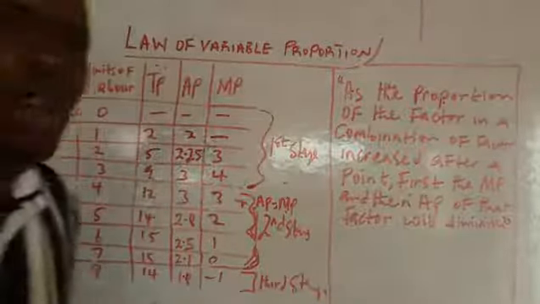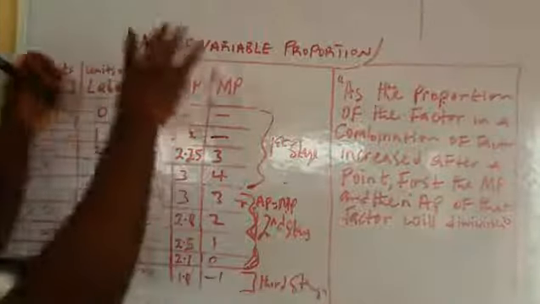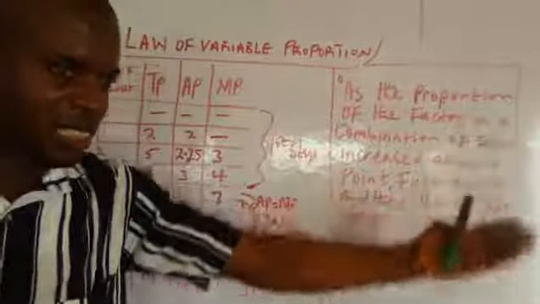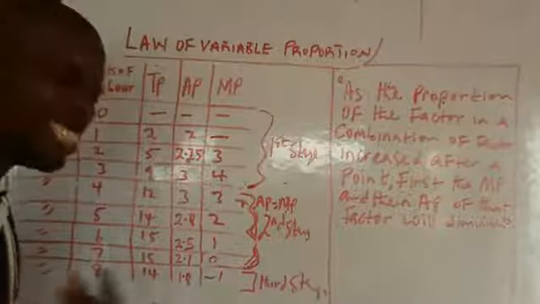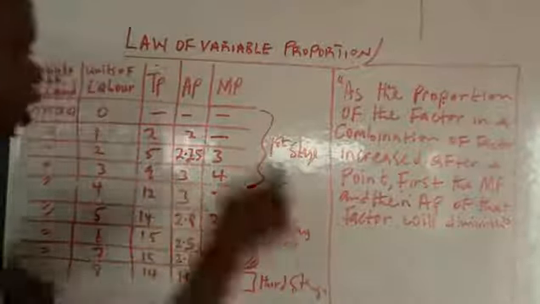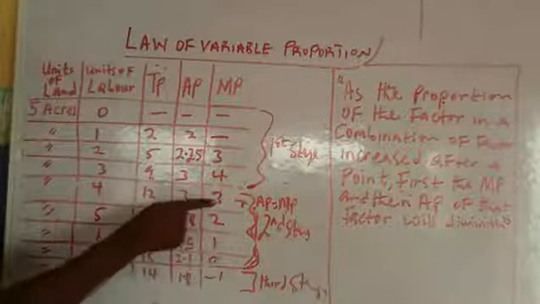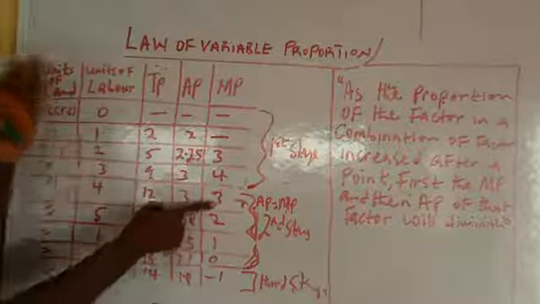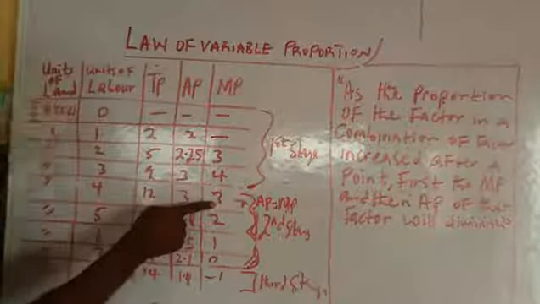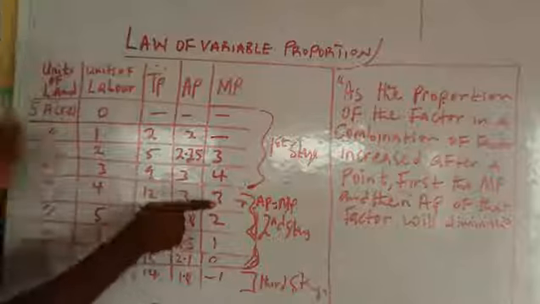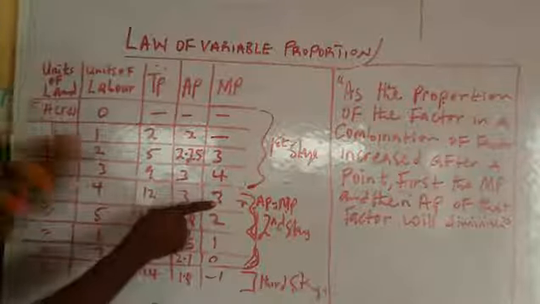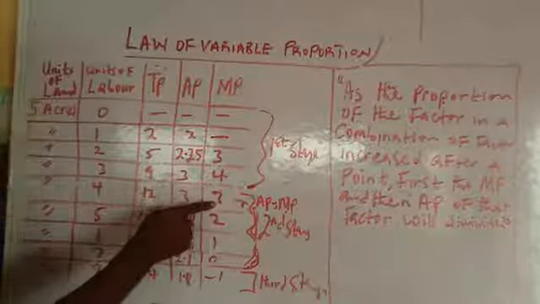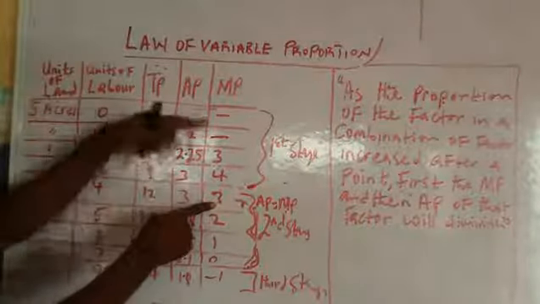Now let's quickly look at this. The law of variable proportion has 3 phases, 3 stages, but the law of diminishing returns has only 1 stage. The law of diminishing return comes in at the point where the marginal product decreases. So the point at which marginal product decreases is the point where the law of diminishing returns sets in. It sets in when marginal product decreases, not when marginal product is increasing.